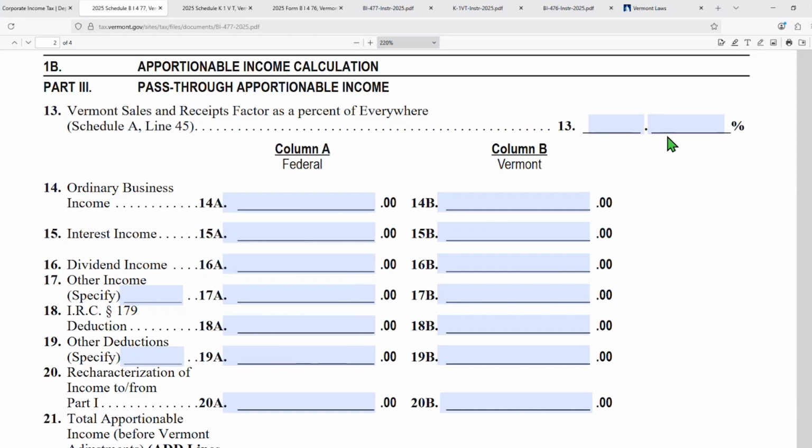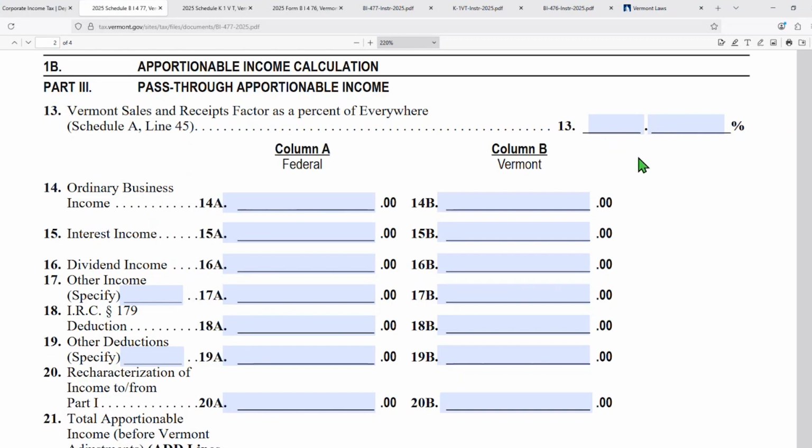Okay, so now for the apportionable income pieces. We're into line 13, and we're going to get down to that. That's where you've calculated an apportionment percentage, pretty much exactly the way you would for corporations. That's something we'll only run through in a cursory fashion because it's fairly straightforward.